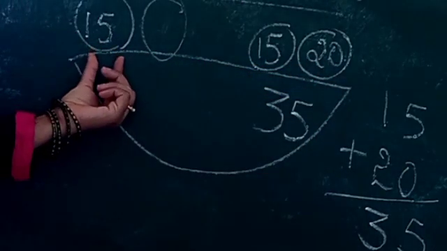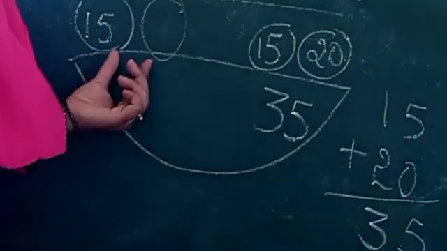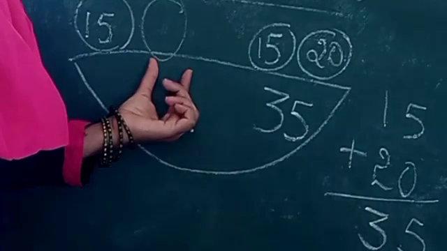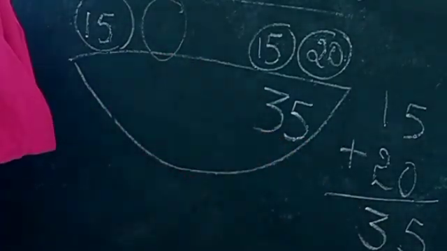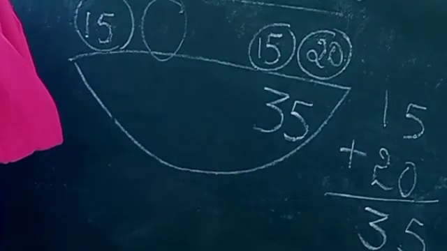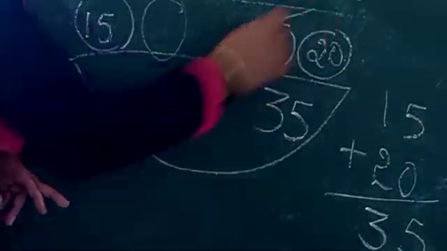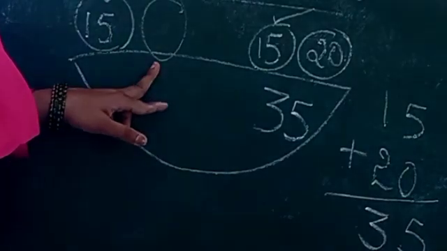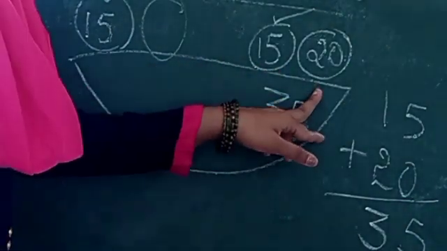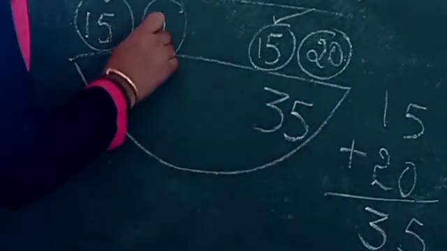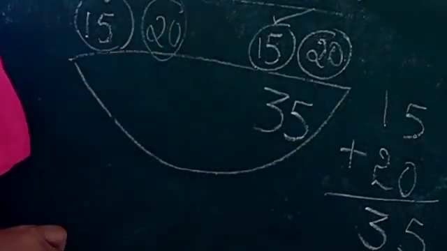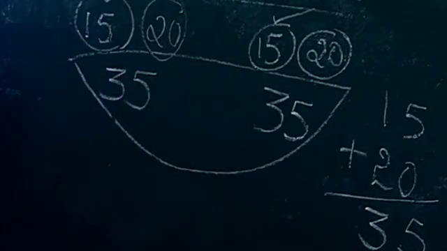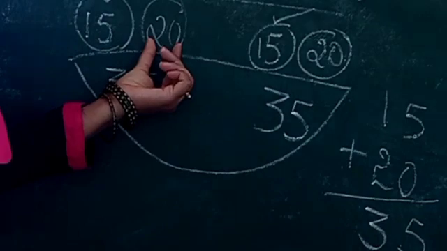In the same way, I am having only 15 here. How much do I need to put so that I can get 35? Here I am having 15. In the same way, here also I am having 15. But here I am not having any number, and here I am having 20. If I put 20 here, then it will be 35, right? Why should I put 20 only here?